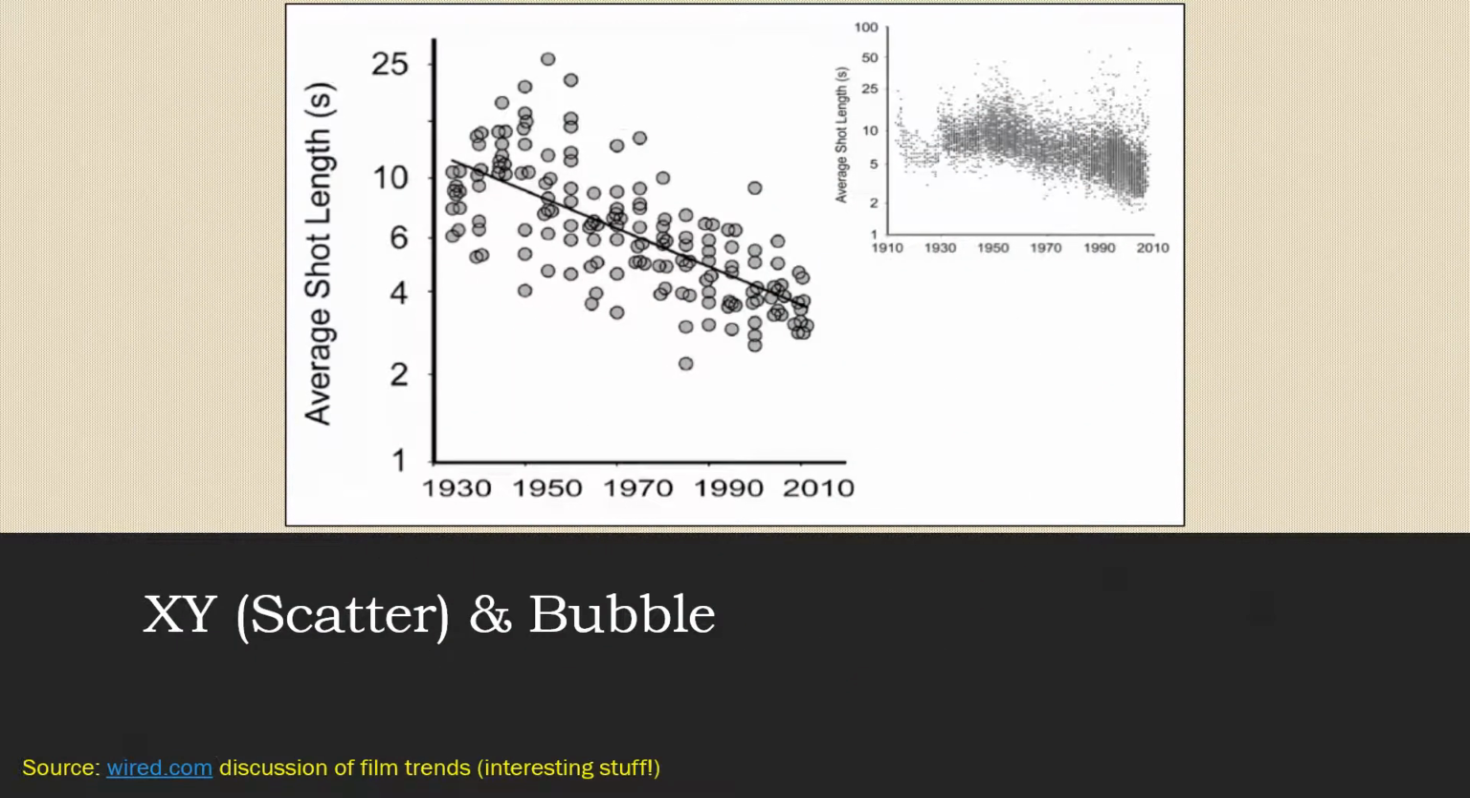We have the XY, scatter, and bubble charts. These represent data points, and these data points can be used to make a trend line. For example, we have the average shot length in a movie. I thought it was interesting that I ran into this while I was just searching the web for different types of charts. I've been thinking about this a lot lately. I've been watching more movies than I ever have before as we shelter in place. And I've been noticing that when I watch older movies, the shots are a lot longer.